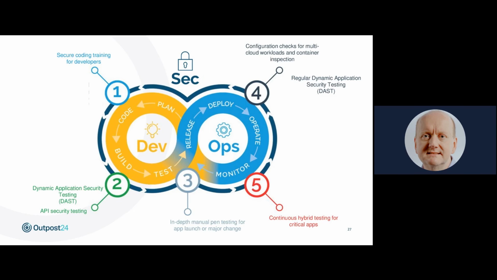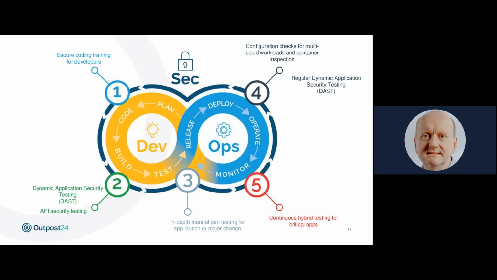Considering API testing, making sure that we actually have them tested, as they could present a significant vulnerability to the organization if we don't manage the security around those properly. And then before we go out into the production environment, making sure that we have in-depth manual penetration testing, so that we can check that we're not introducing any vulnerabilities before we go out into the release phase.